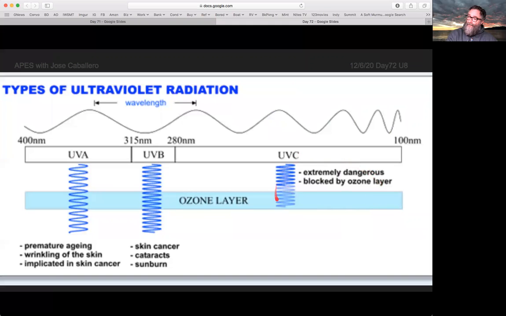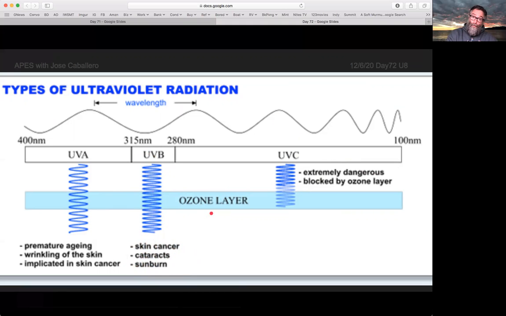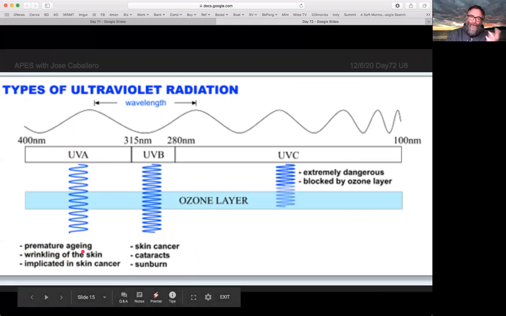I need you to know one last thing. Extremely dangerous. Skin cancer, cataracts, sunburn. This is the one that the ozone layer normally would block. And ultraviolet A: premature aging, wrinkling of the skin, implications in skin cancer, but most of that is from ultraviolet B. That's why the hole in the ozone layer raised cancer rates, because more ultraviolet B got through.